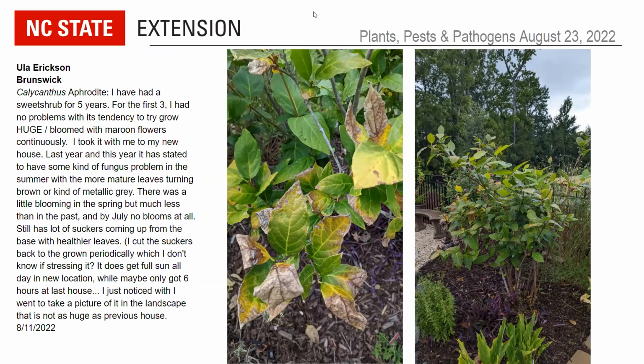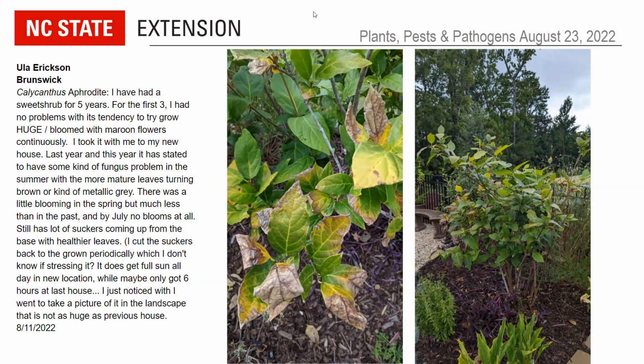And Acalypha, this one is also a difficult one here, though it was interesting some of the information that the shrub, I've had the shrub for 5 years. For the first 3, I had no problems. But then it mentions that last year and this year started to have some kind of fungus problem. I'm not sure that it is. It doesn't look at least like a fungal foliar infection. The key though seems to be that it was moved. So it was moved from one home to another. So it may have to do with the site there at the new place.